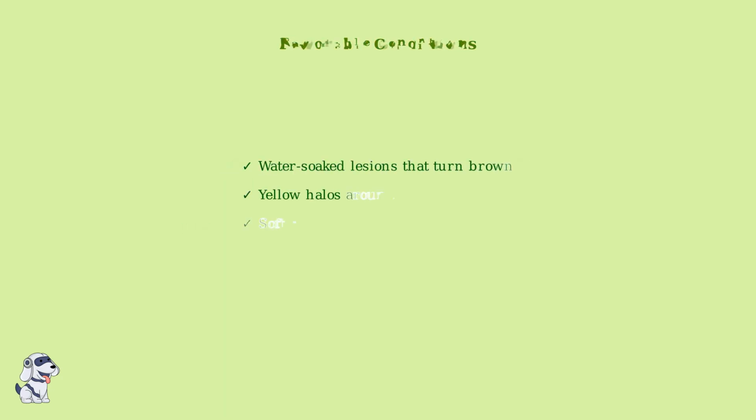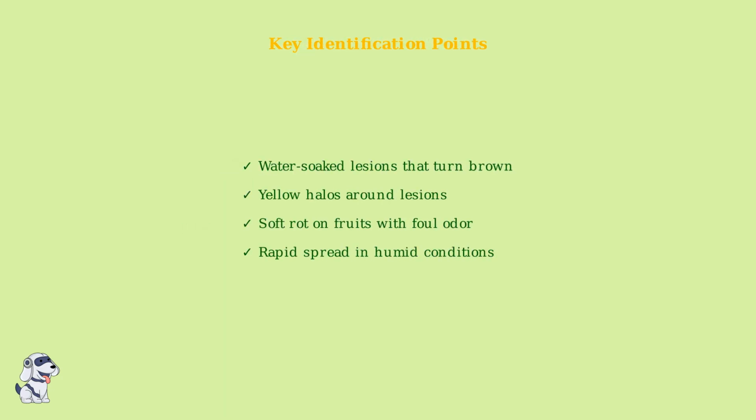To identify Pseudomonas infections, look for these key symptoms: water-soaked lesions that progress to brown necrotic spots, yellow halos surrounding the lesions, soft rot on fruits often accompanied by a foul odor, and rapid disease spread during humid weather conditions.